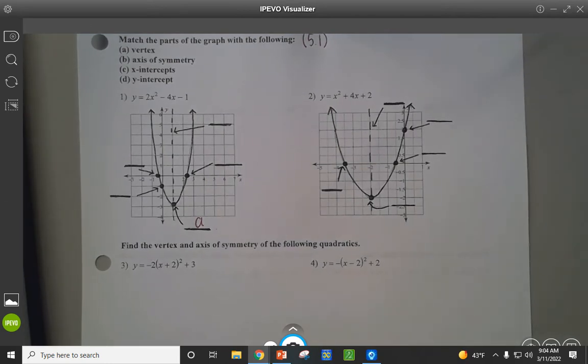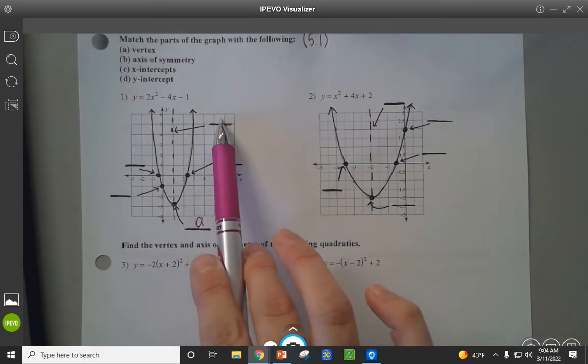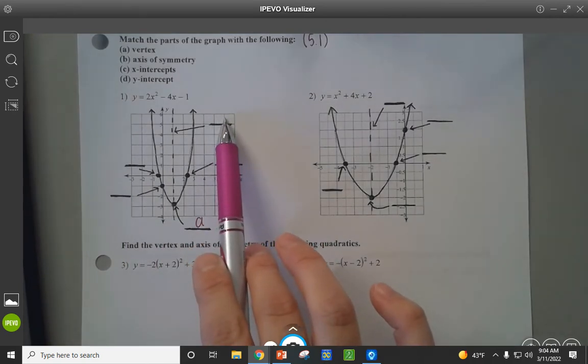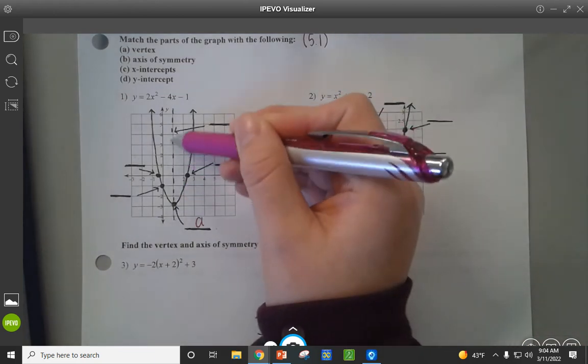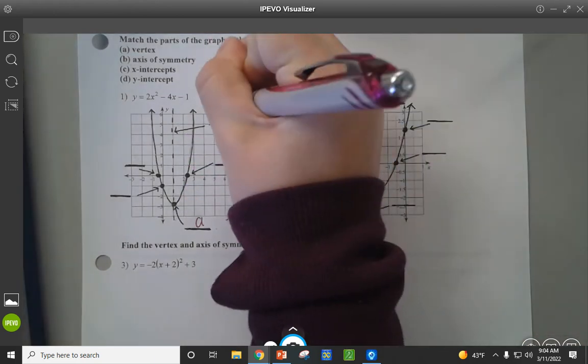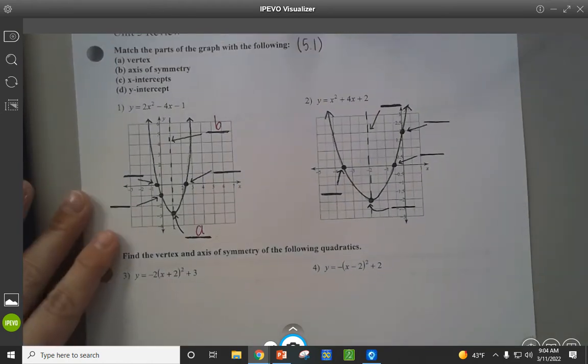B, axis of symmetry. 1, 2, 3, 4, or 5? Yep, it's 5. It's this last one. The axis of symmetry is this vertical line. It's an imaginary line, but it's the middle line. It's the line where it would be symmetric.